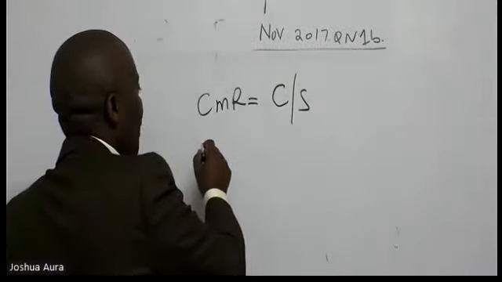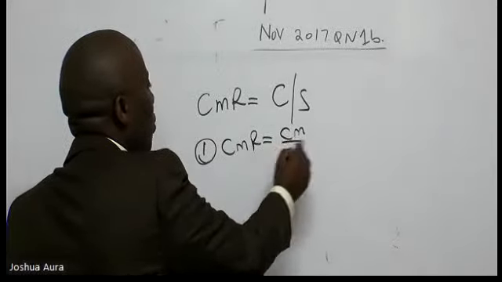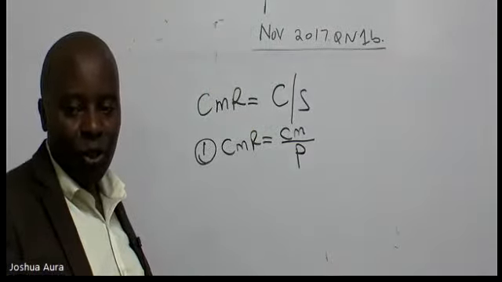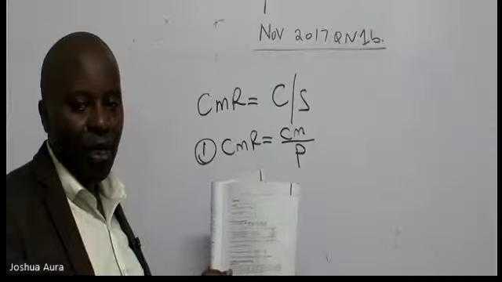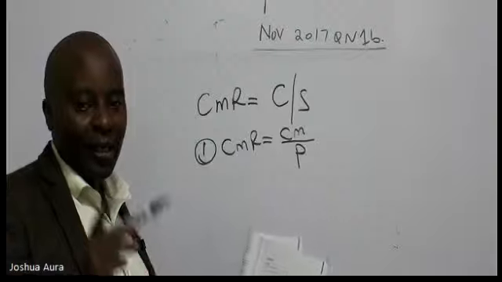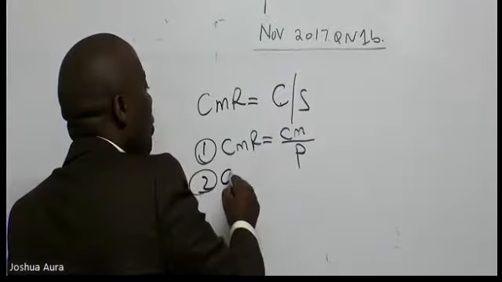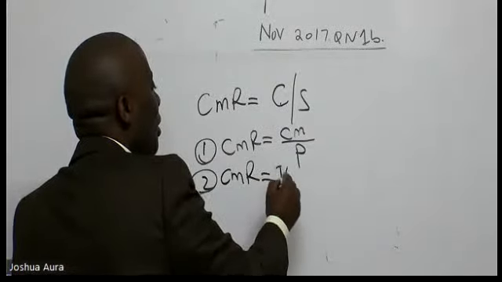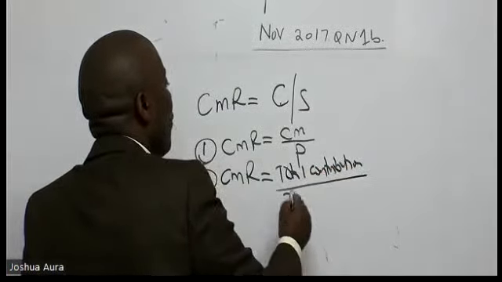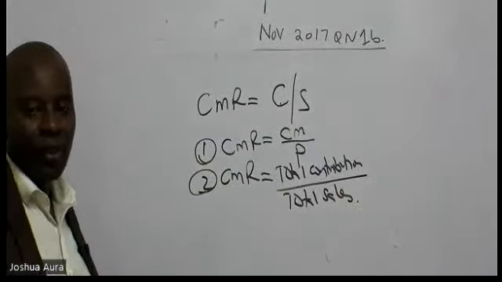And how do we get it? There are 2 formulas. Formula number 1, to get CMR, we can take contribution per unit, which is known as contribution margin, and divide this by the selling price. Number 2, you could also adopt this formula where contribution margin ratio is total contribution all over total sales.